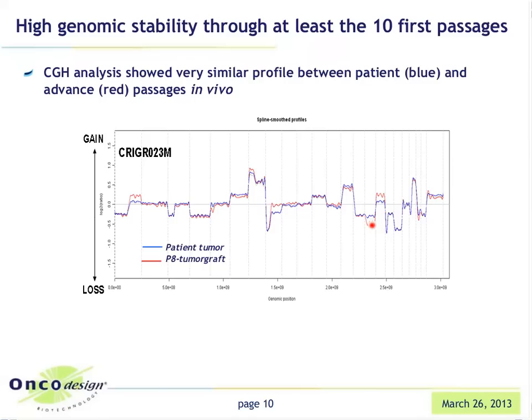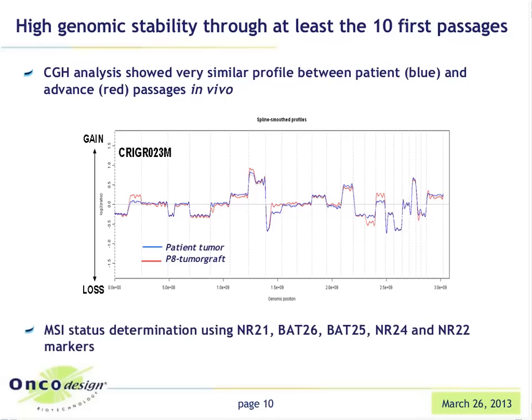And to have this conservation, to have the genomic stability, is very important compared to cell lines, where usually you don't have such conservation. We have also tested the MSI status when it comes to colorectal cancer, and this is well conserved as well.